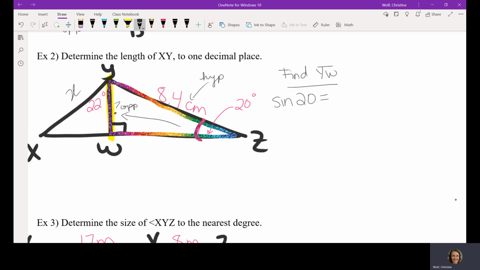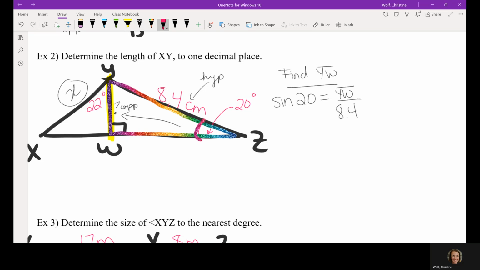So opposite is our unknown. So don't write X because X has been reserved for that guy. So use another variable, or you can just actually call it YW. It's the side YW. It doesn't matter how you indicate it. Just indicate it with something that's your unknown. And then it's going to be divided by your hypotenuse, which is 8.4.